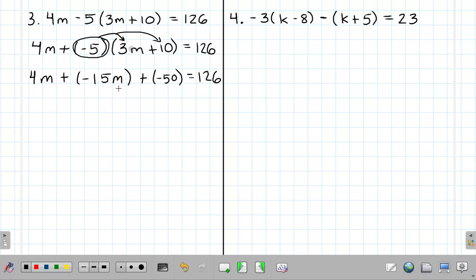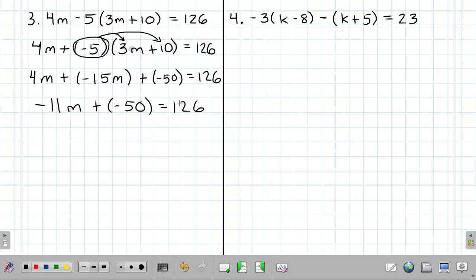And now we've got to do step 2. So now we got to combine like terms. Well, we have only one constant term, but we have 2 variable terms with m. So we need to add 4 and negative 15. So 4m plus negative 15m, that gives us negative 11m. And then everything else stays the same.